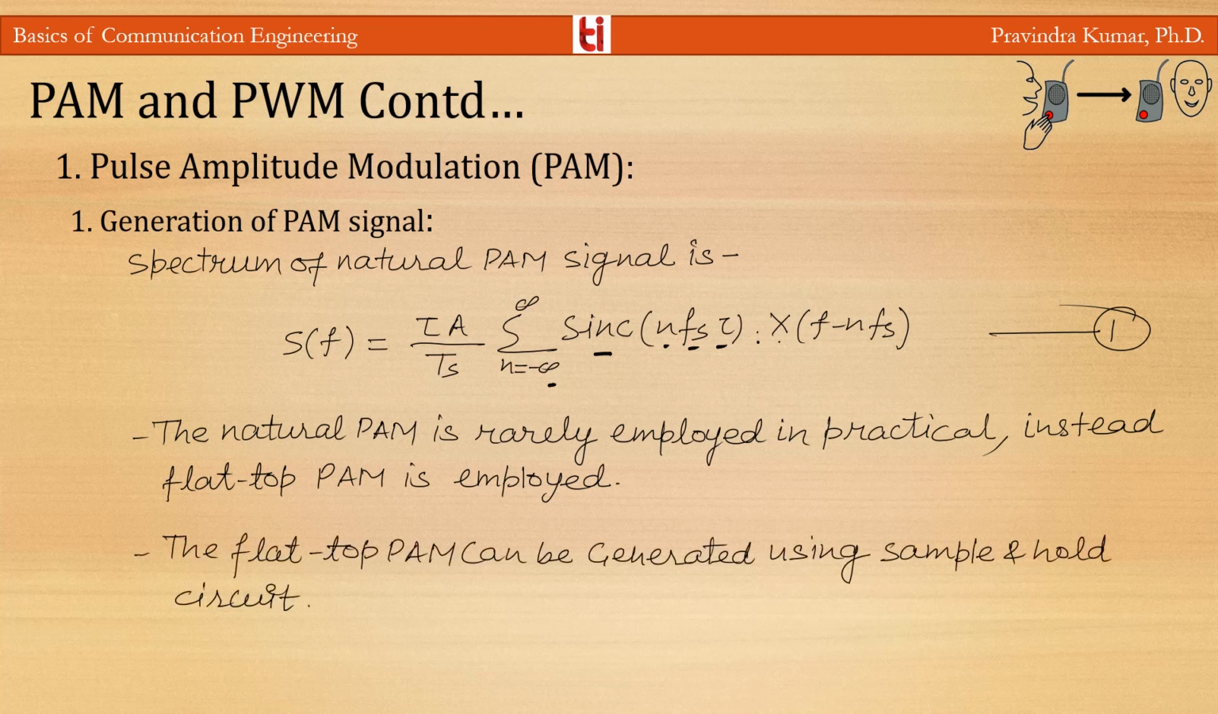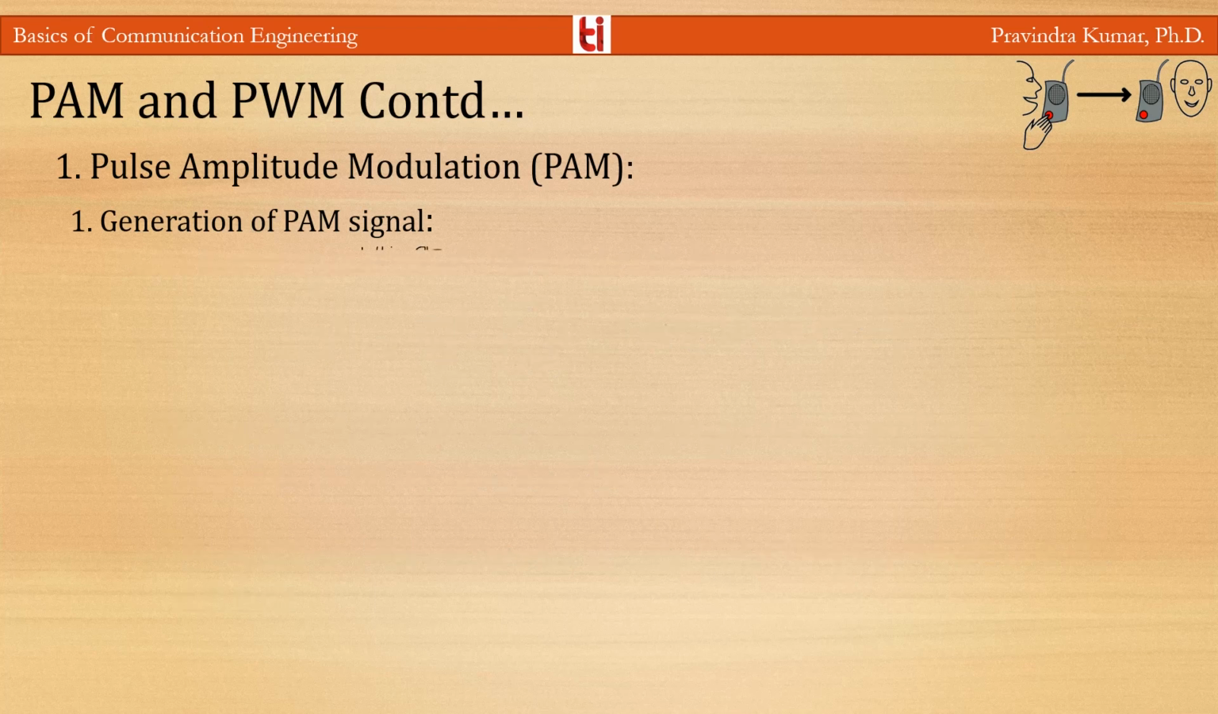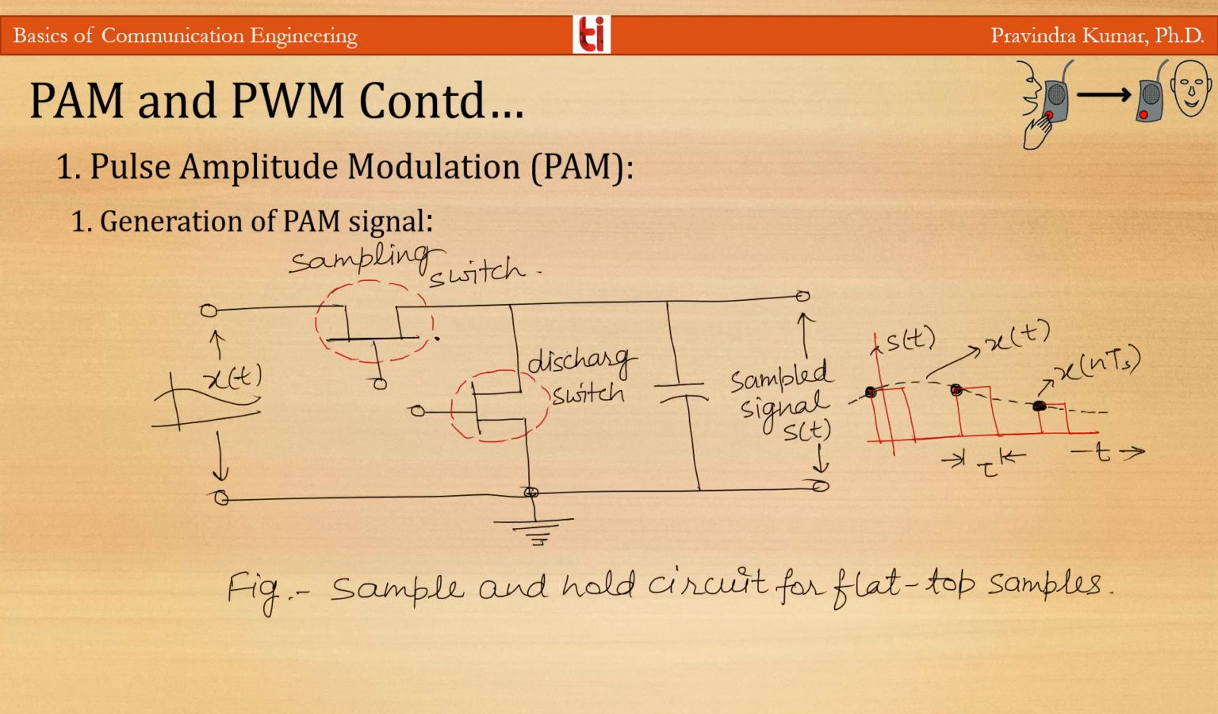The flat top PAM can be obtained using a sample and hold circuit. As you can see in the figure of this circuit, there are two FETs: the sampling switch and the discharging switch. When the sampling switch is on, the amplitude of the pulse train will be according to the modulating signal, and this amplitude will be constant.